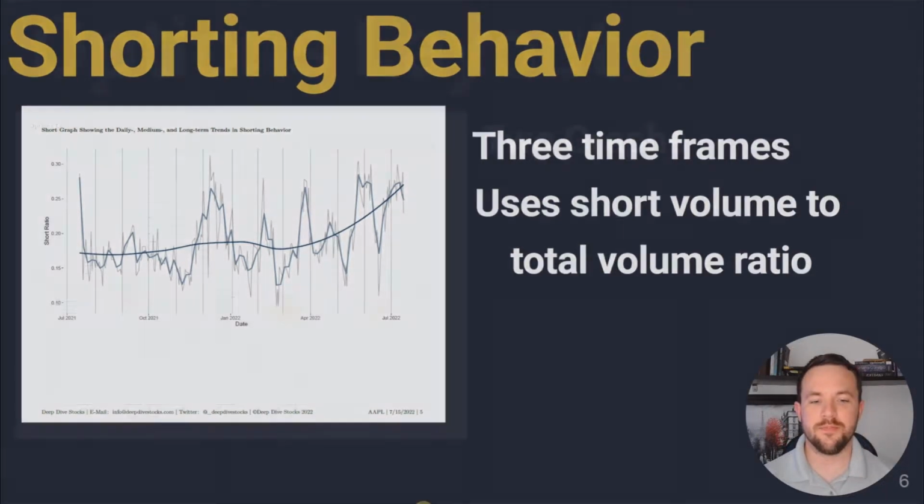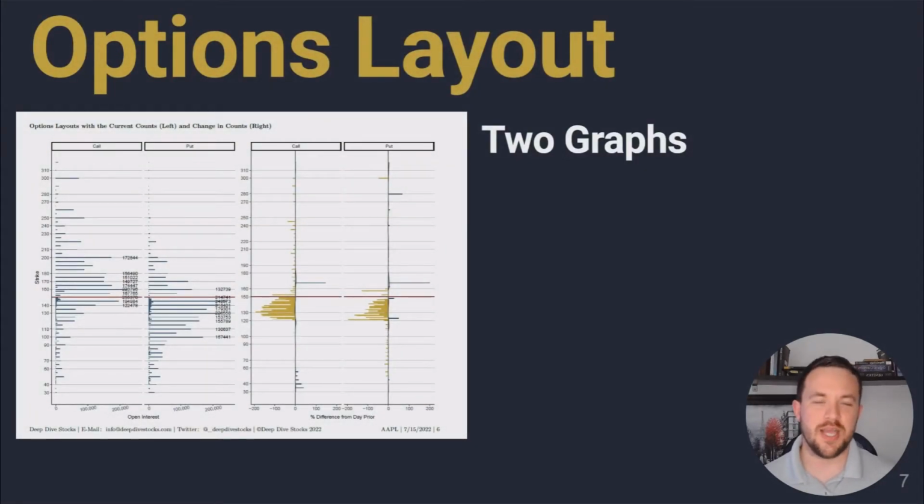And so next up, we have the options layouts. The options layouts have two graphs. On the left, it shows the static placement of the options per their strike and divided by if they're a call or a put. On the right, we have the change in the options on two different time frames. The first is the bars, and that gives us the change in the open interest at a given strike from the day prior. Gold bars indicate a decrease at that strike, and blue bars indicate an increase at that strike.